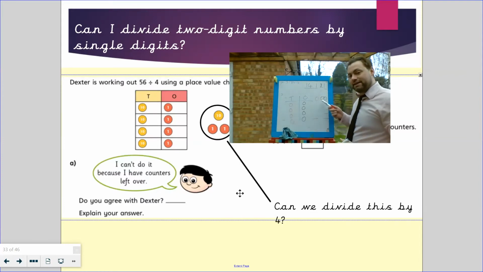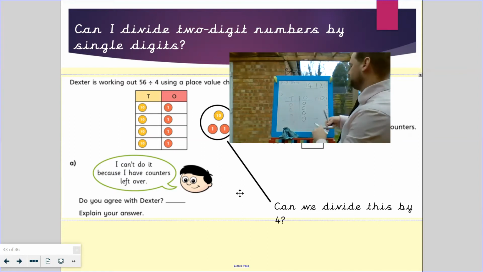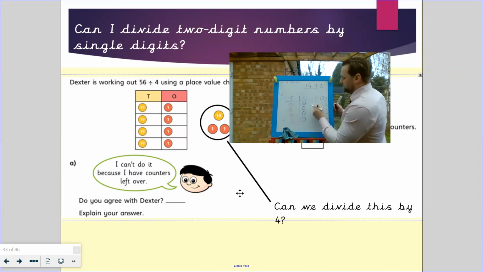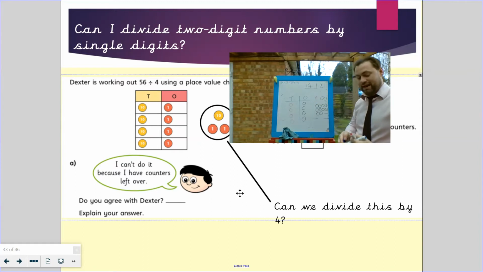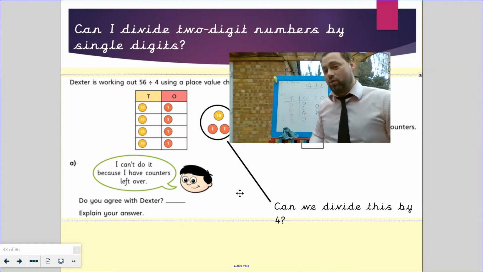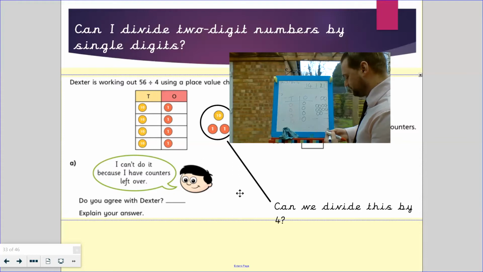Okay, let's exchange this 10 into 10 ones. So we've got 1, 2, 3, 4, 5, 6, 7, 8, 9, 10. Okay, so exchange that into 10 ones. So now we have 12 counters. We can divide 12 into 4, and that is 3. So in theory, 3 counters from here will go into each group. So let's do it.